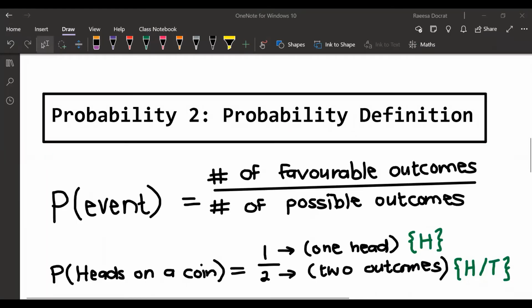Everybody, and welcome to this video on probability. In this video, we're having a look at what is a probability of a particular event.